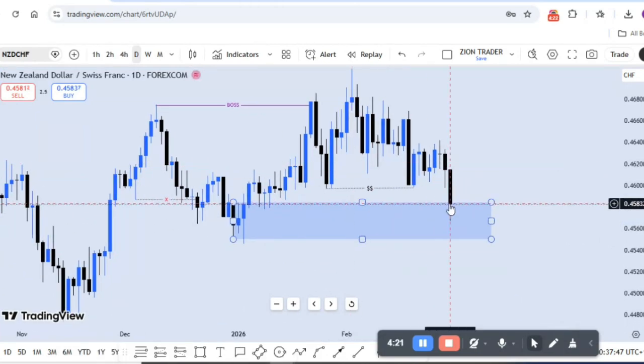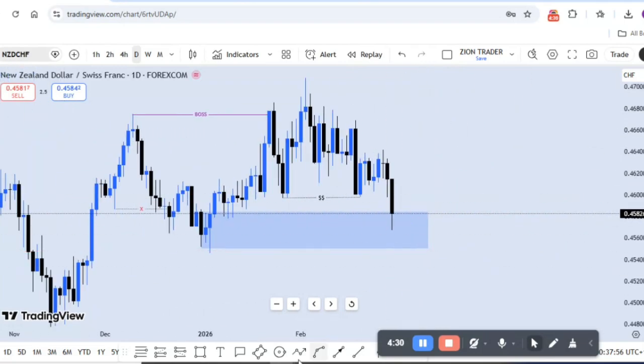So currently I'm in on the trade already. Whether it's going to hit my target or not does not concern me, but I'm in on this trade, guys. So that's it, guys. I'm looking at buying this to the upside.